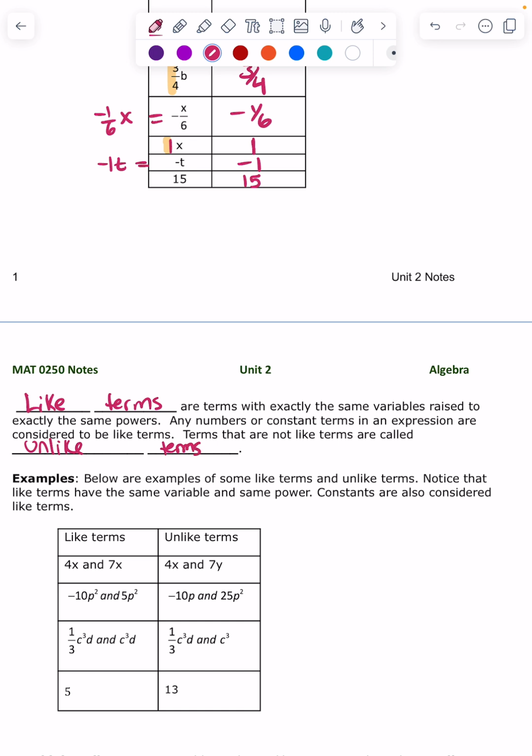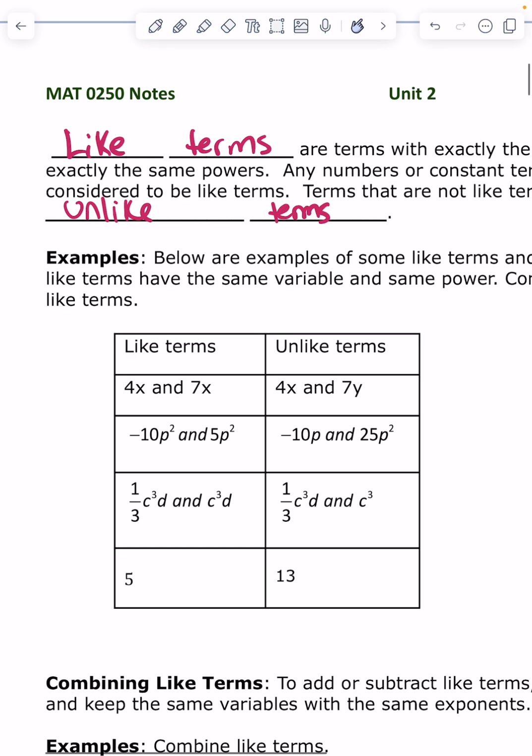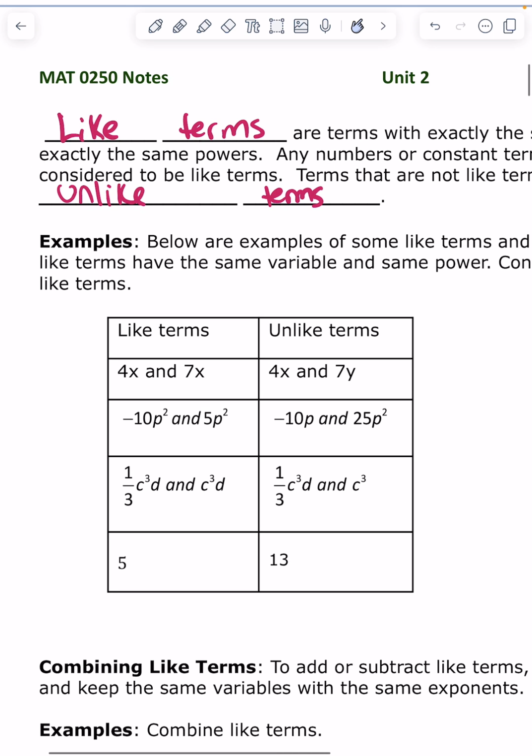So here's some examples in the table below. 4x and 7x would be like terms. They're both x's and there's no power on them. But 4x and 7y are not, because one's x, one is a y. Negative 10p squared and 5p squared are like terms. But these are not like terms because we're missing the square on that p.